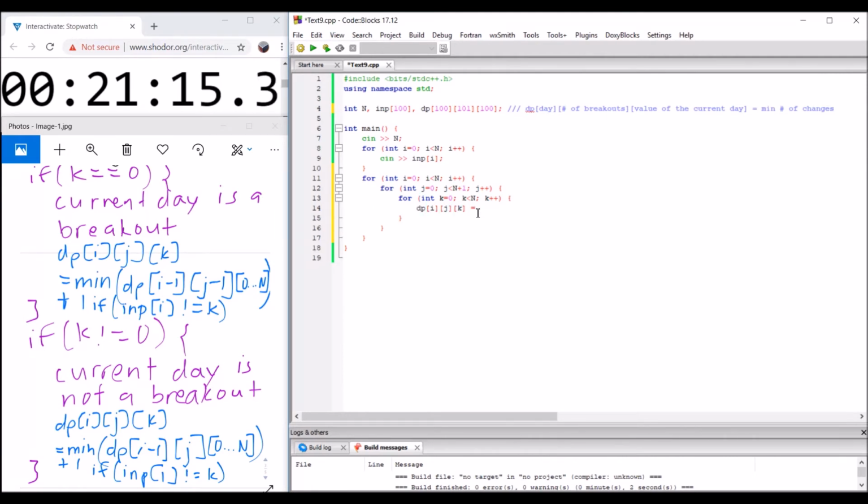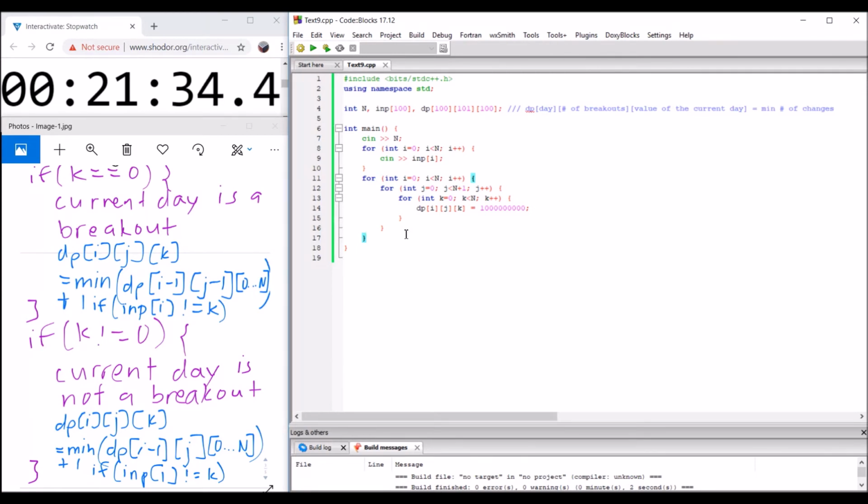Okay, a good infinity is 10 to the power 9. It won't overflow an int, and it'll work. Because the minimum number of changes can be maximum n, which is 100. So really anything over 100 will work. But I'm using 10 to the power 9.